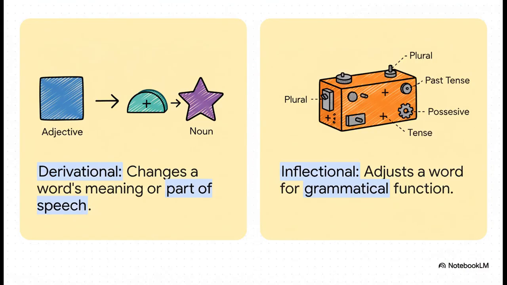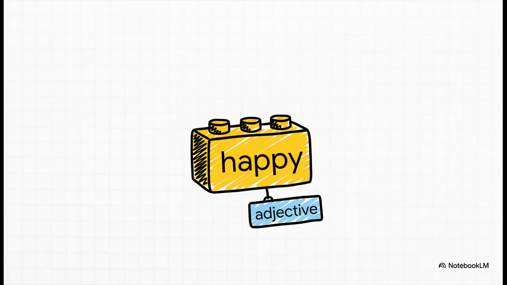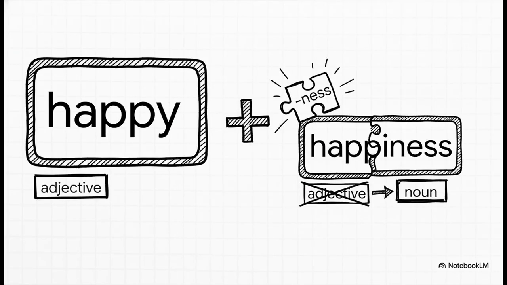Some are what we call derivational. Their job is to derive a totally new word, and they often change its part of speech. The others are inflectional. Their job is purely grammatical. They just adjust a word for things like tense or how many there are. Okay, let's watch a derivational morpheme in action. We'll start with our free morpheme, happy, which, as you know, is an adjective. Now we attach the bound derivational suffix, ness, and boom. Just like that, we haven't just modified happy, we've created a completely new word, happiness, and we changed its category from an adjective to a noun. That is the power of derivation.